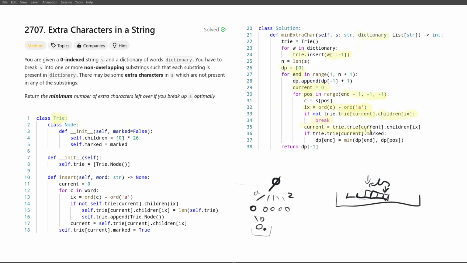Otherwise, it's possible that some words are matched, so we descend the tree in the given direction, and if that node is marked, then we can use it for our DP. So our DP is minimized with the DP at the position that we're currently at. And at the end, of course, we still return the DP for the whole string.